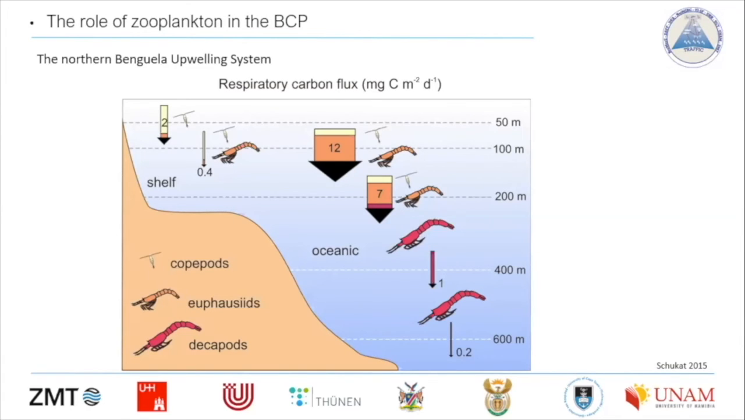This is from Schukat from 2015 in the northern Benguela upwelling system, where we also find different community structures on the shelf and in the oceanic region, where we had copepods dominating the respiratory flux on the shelf, while further offshore in the oceanic region, the euphausiids dominate the respiratory carbon flux. And even in these deeper layers in the mesopelagic, we do also have the decapods, which are important in actively bringing the carbon down into the ocean's interior.